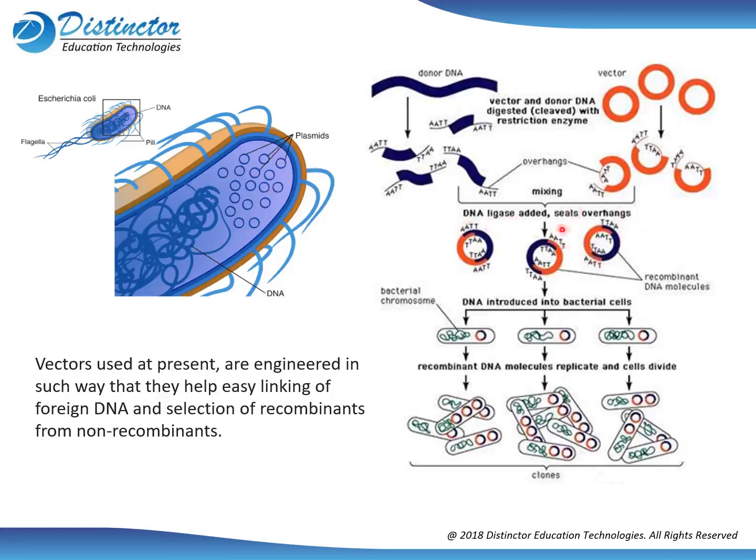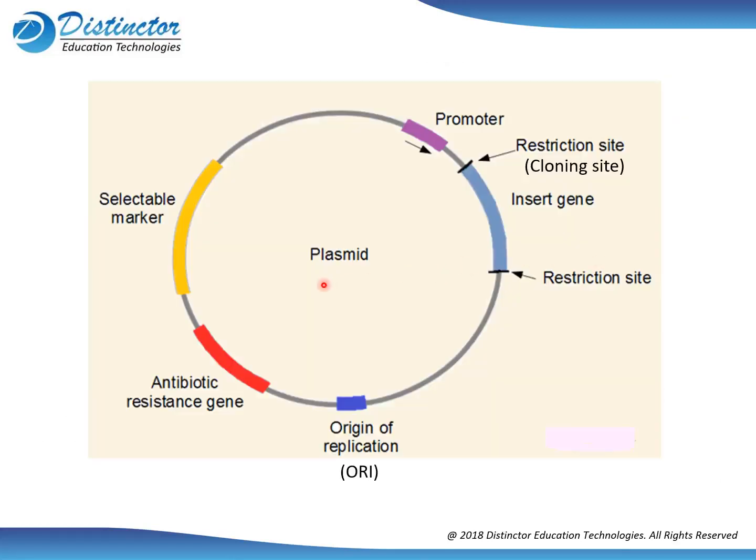So let us see how these cloning vectors are. This is one of the cloning vectors. The plasmid is also one example of a cloning vector. One artificially made cloning vector is pBR322. So what does pBR322 mean? P stands for plasmid, and BR stands for the scientists. The 322 means it was the 322nd time they made that cloning vector. That's why it is called pBR322.